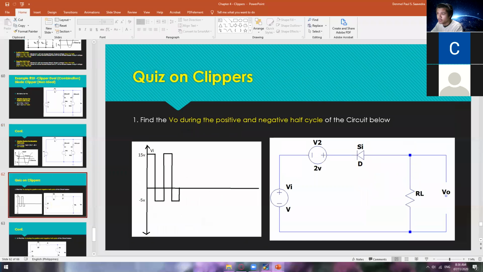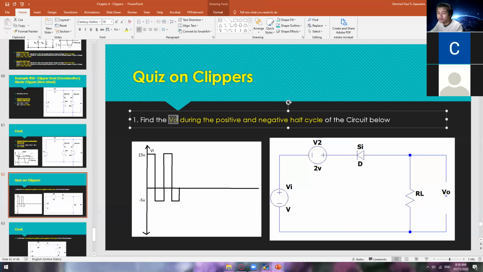Anyway, after those examples, of course, we're going to have a quiz. Okay, so quiz on clippers. We have number one here. As you can see, we have a voltage input of 15 volts, and then going down to negative 5 volts. Just find the voltage output during the positive and then the voltage output during the negative half cycle. In Canvas, you have a total of two numbers for this. I've separated those two. The one is for the positive half cycle, and the other one is for the negative half cycle. So all you need to do is put your final answer on both.